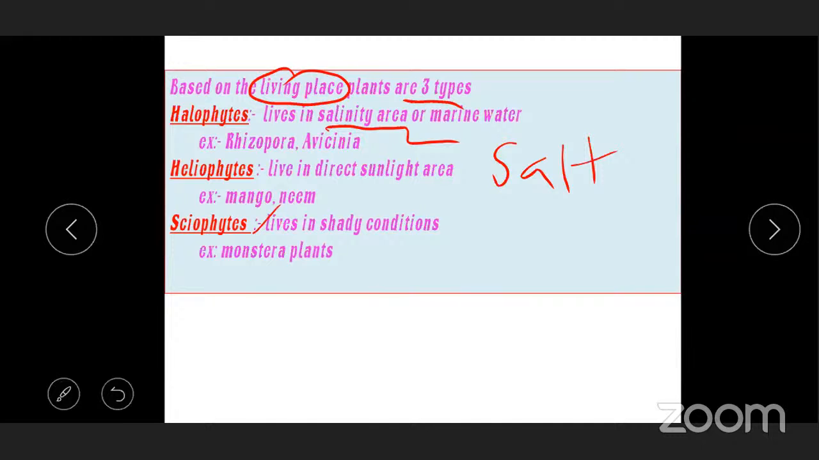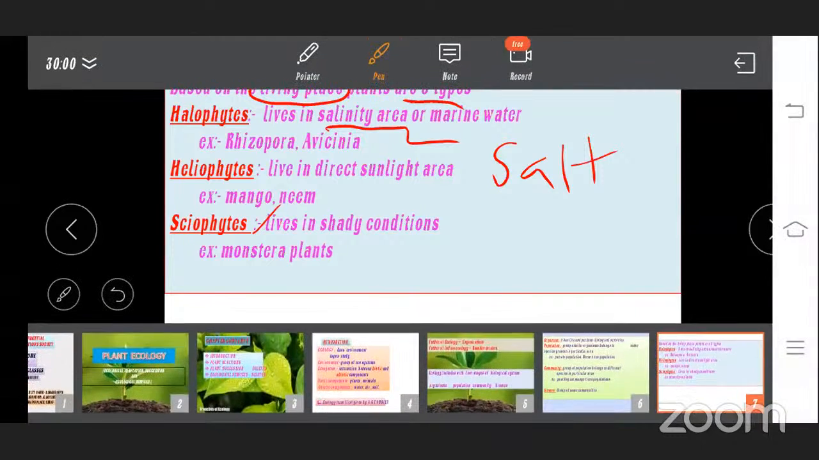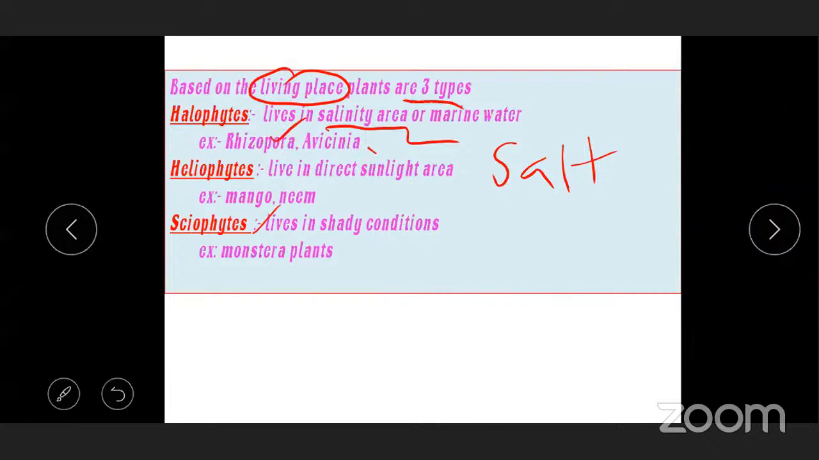What are the examples of halophytes? Rhizophora and Avicennia. Heliophytes live in direct sunlight areas. Our surrounding plants all belong to the heliophytes because they grow under direct sunlight. For example, mango, neem, maize, tea, and different types of ficus. These are the plants or trees present in our surroundings, mostly all heliophytes.